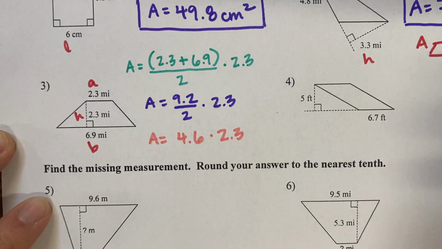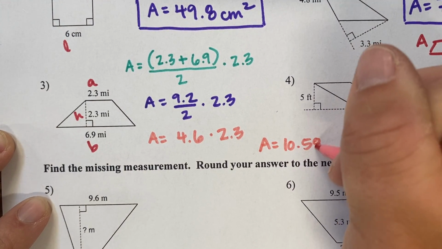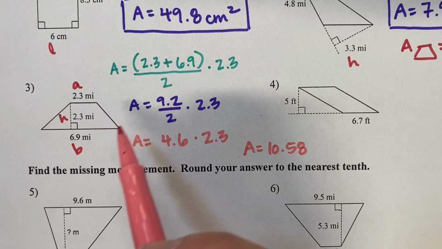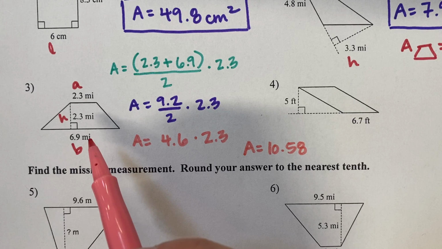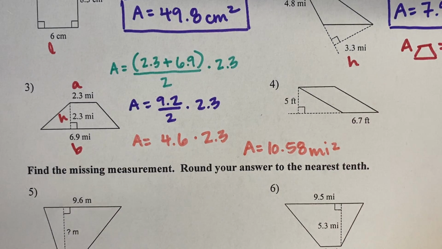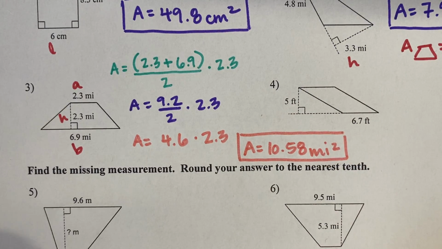And finally, we get our area, which is 10.58. Now, what are my units? Okay, we're finding area, so we know it has to be squared. Well, we can see that they're miles, so miles squared. And there we go.